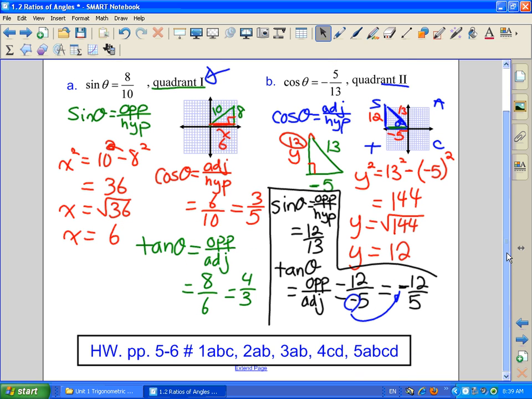All right. Hopefully that's a good understanding of taking a look at angles from 0 to 360. Remember, the key is to use Pythagorean theorem to find the other side length of your triangle. Give the homework a try here.